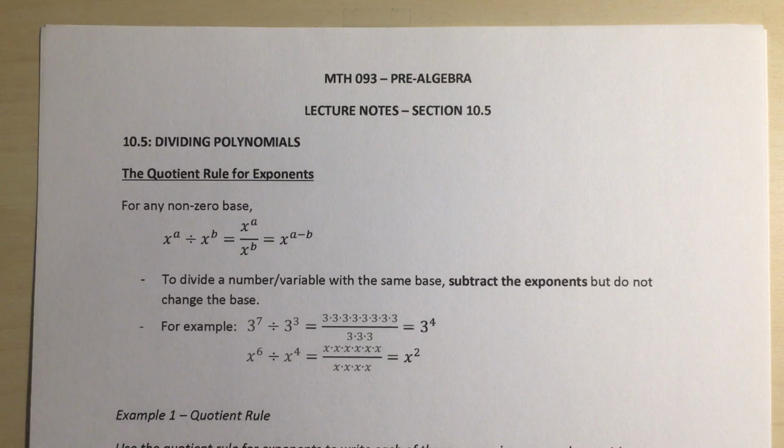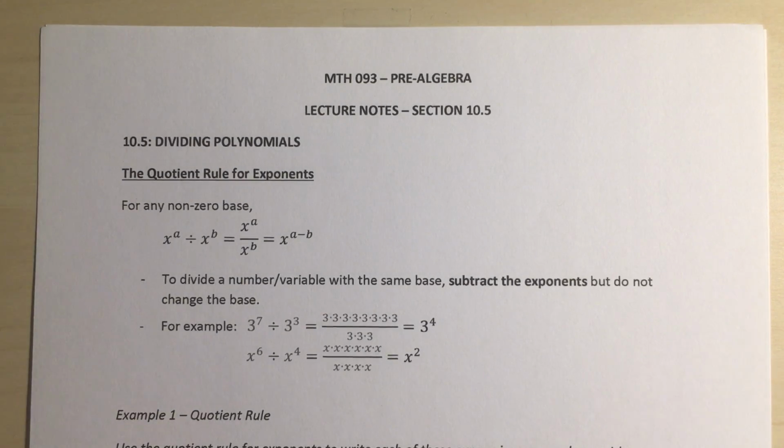In our first section, we did have a product rule. A product rule told us that when we were multiplying terms that had the same bases, we would end up adding our exponents. Well, now we're doing the reverse. So instead of multiplying, we're dividing. Instead of adding our exponents, now we're going to subtract our exponents. So when we're dividing a number or variable with the same base, we're going to subtract our exponents without actually changing our base that we have.